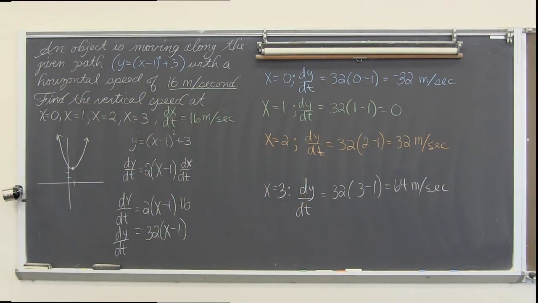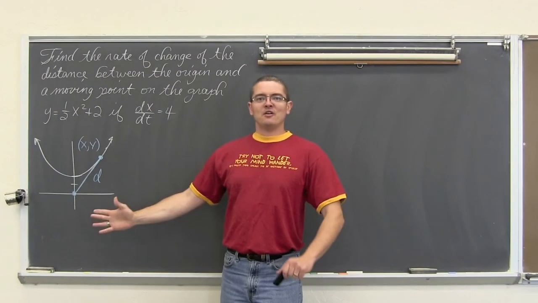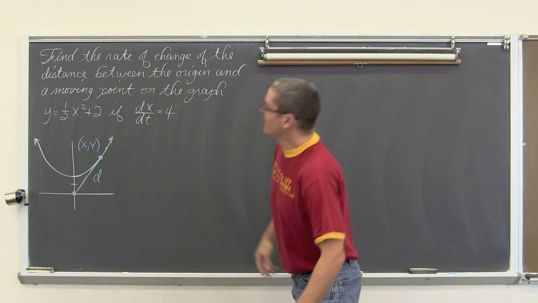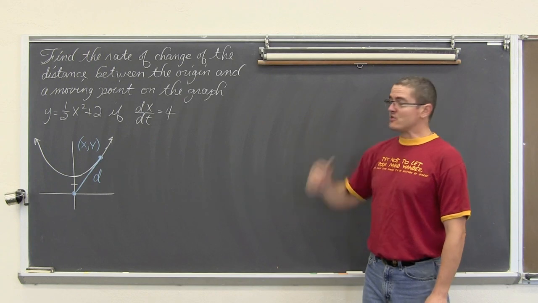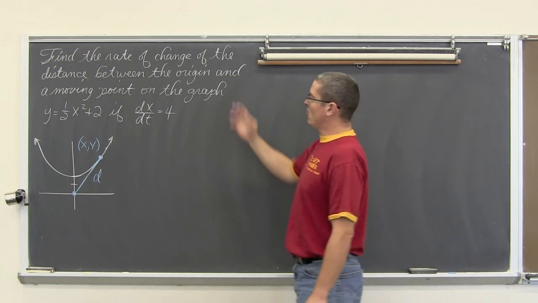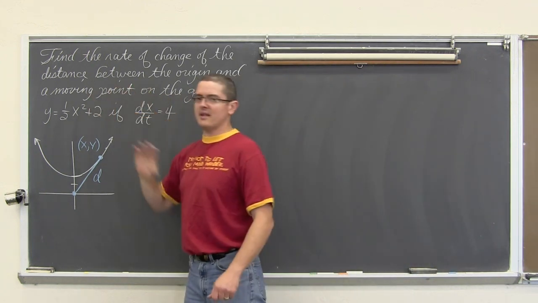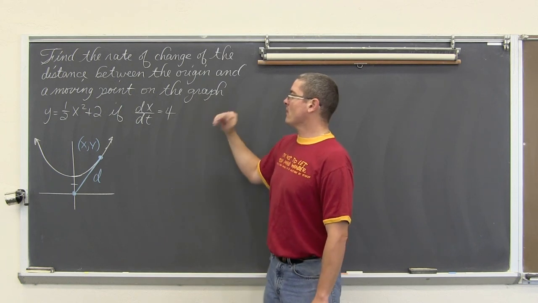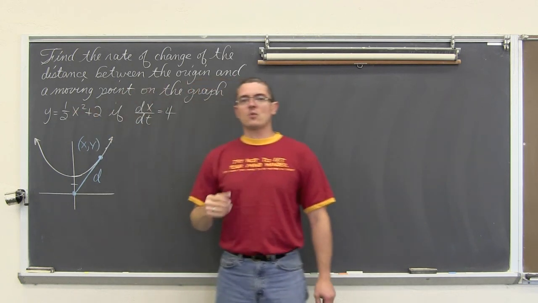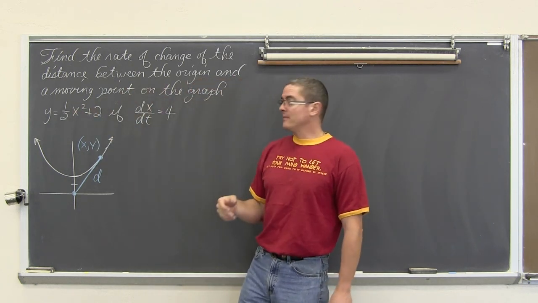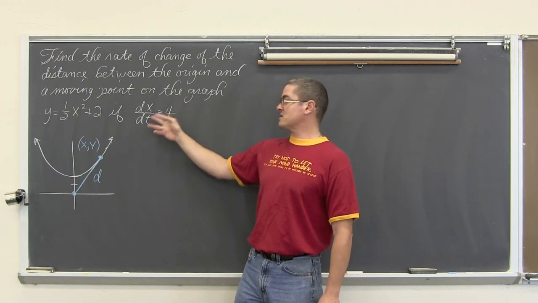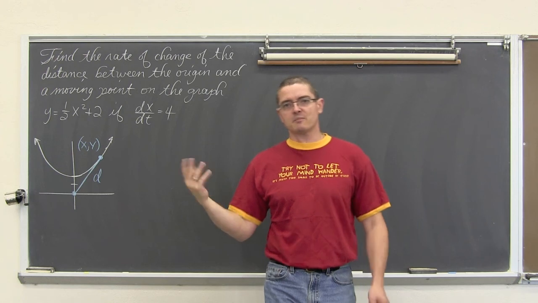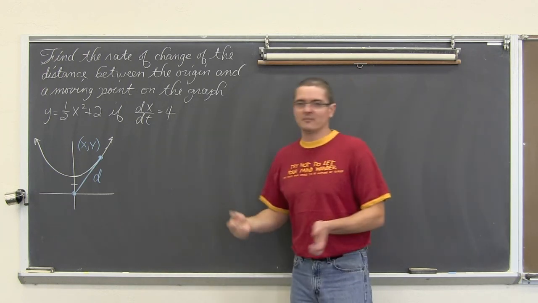Next example. For our next example, we have a problem that sounds very similar. Find the rate of change of the distance between the origin and the moving point, now that part's not the same, on the graph y equals 1/2 x squared plus 2. If dx over dt, the horizontal speed, the rate of change horizontally, is equal to 4 units per second, whatever.